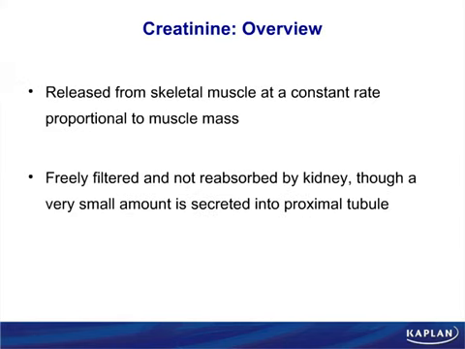Where does creatinine come from? Creatinine is a breakdown product of skeletal muscle. Skeletal muscle is broken down every day, so this is where creatinine comes from. It's released from skeletal muscle breakdown at a constant rate, and that is proportional to skeletal muscle mass. Creatinine is freely filtered at the glomeruli.